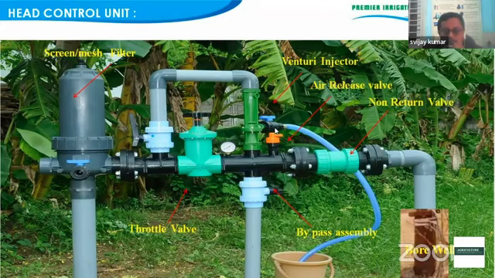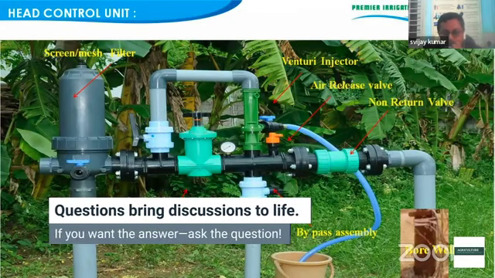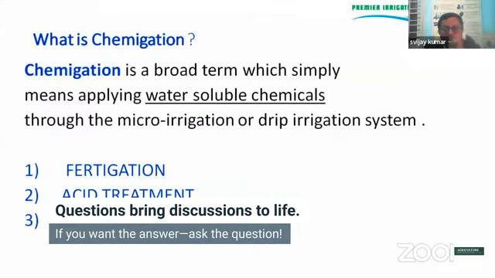To understand how the Venturi works in a very simple way, it's like you have a glass of water and you want to drink juice. You could directly drink it, or you could put in a straw and suck it. So basically this Venturi works on the principle of suction. It is going to suck the fertilizer that is over there, and we are using only water soluble fertilizers. So let me talk about what is chemigation.